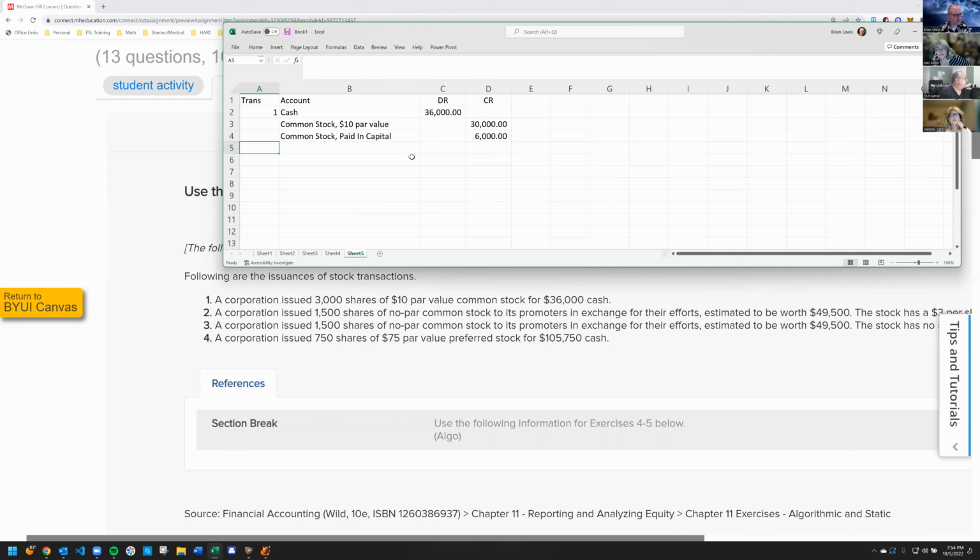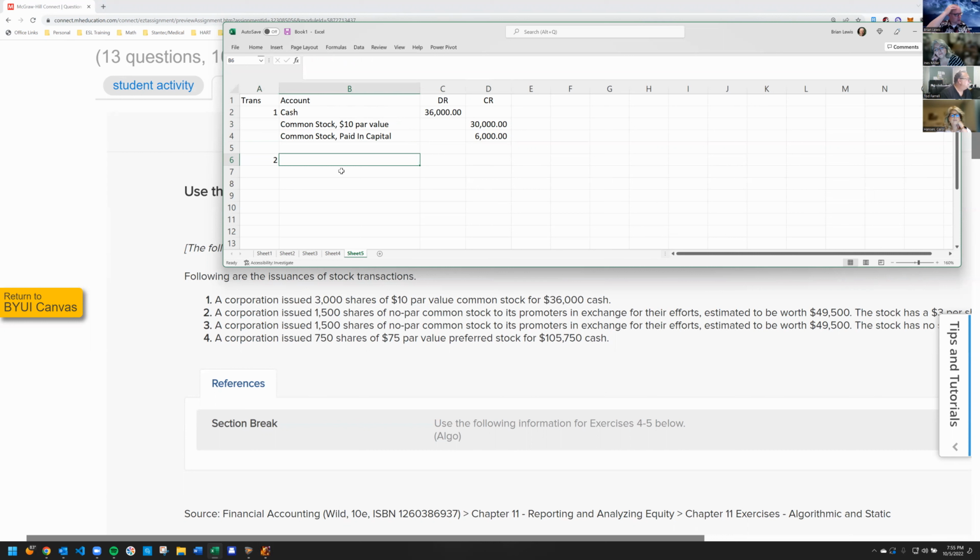Yeah, so that's how it works out. So the first part is the 3,000 shares at $10. The next one is going to be your paid in capital for the difference between the cash received, which is 36, and the amount that gets recorded to the common stock at par value. And that's going to be your 6 paid excess.